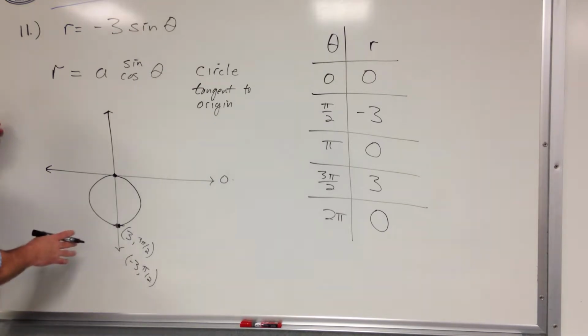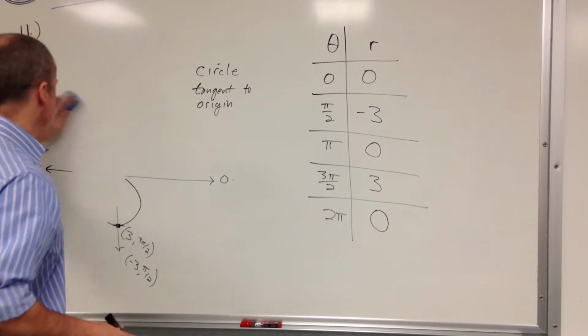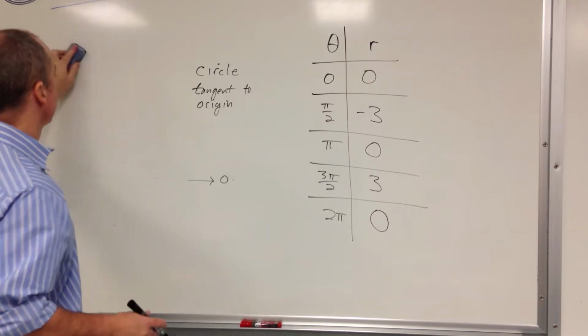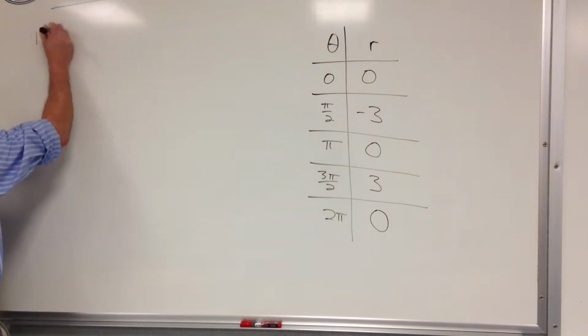Okay. May I erase this? Yeah. Okay. What was the next one? 13 was the spiral of Archimedes, though. Oh. Well, let's take a quick look at it. They're not super hard. What was the actual equation?